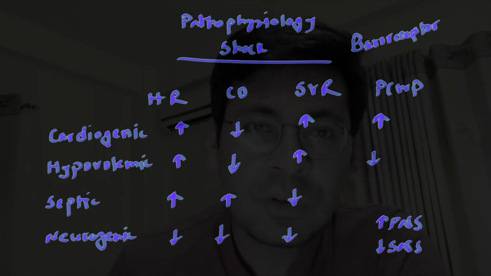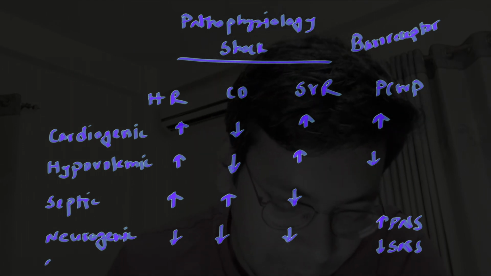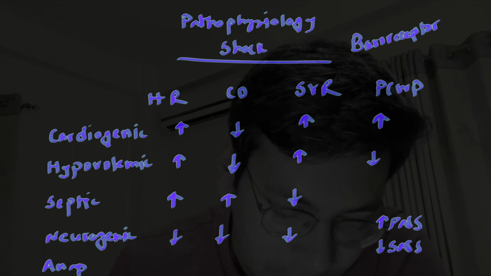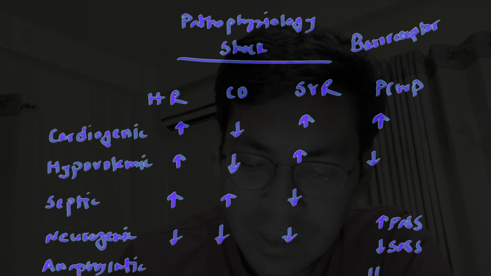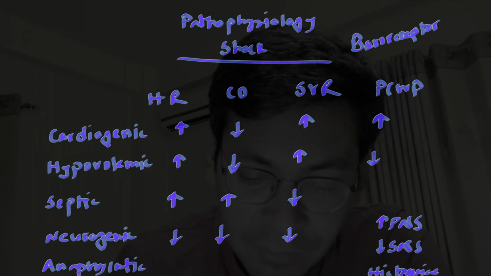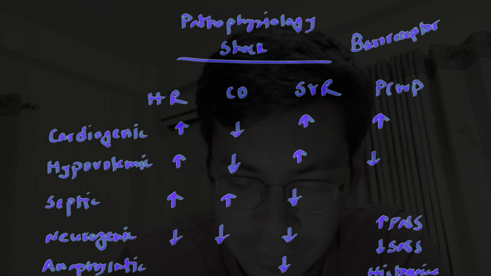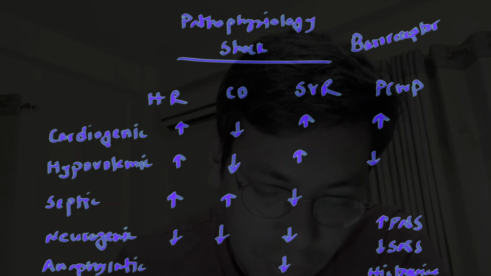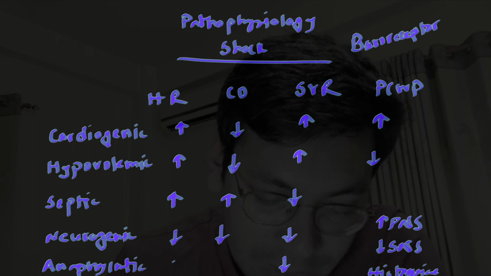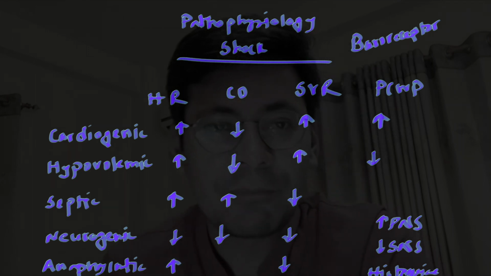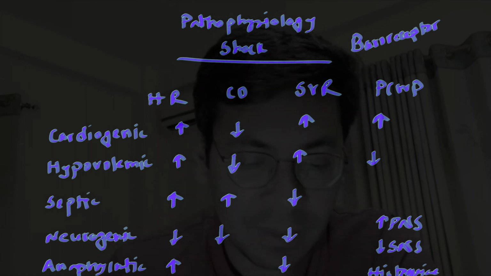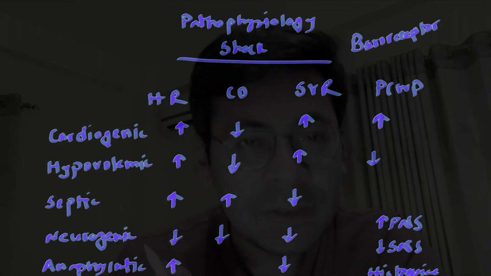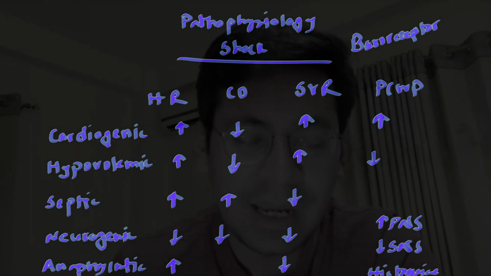So now let us move on to our last important type of shock, that is anaphylactic shock. We all know anaphylactic shock is mediated by histamine. And we all know histamine causes vasodilatation leading to decrease in systemic vascular resistance, and it also causes increase in heart rate.